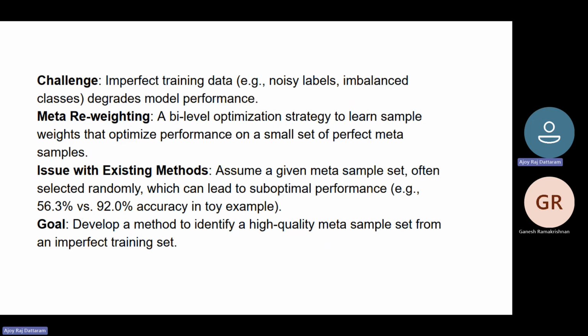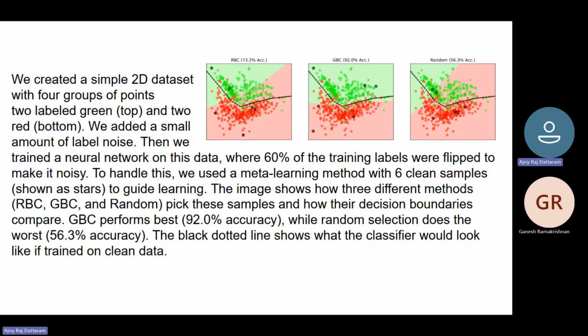So the problem with the current methods is that most assume you already have good meta samples, often picking them randomly, and this can fail badly. For example, random picking might give an accuracy of 56.3%, and the smart one, which is GVC, gives a 92% accuracy.